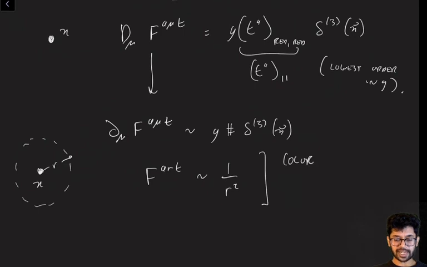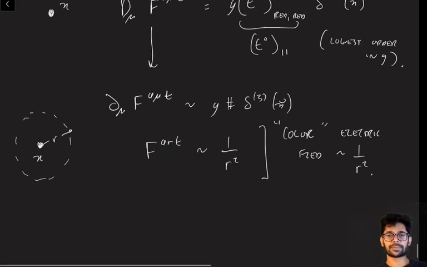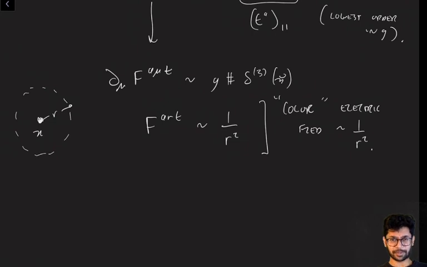What we say is it has a color electric field that goes like 1 over r squared. So in other words, this theory is making a prediction. It's saying that if you have a quark, then that quark should make a color electric field that goes off like 1 over r squared. Now, is this correct? If you think about it, this is completely wrong physically.